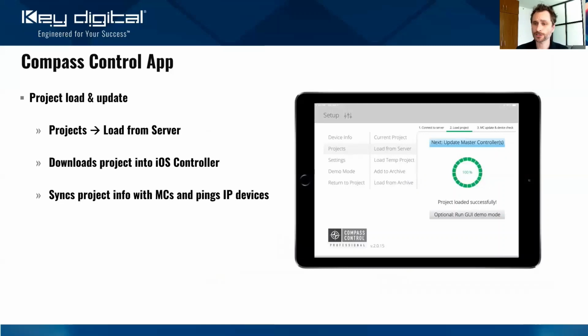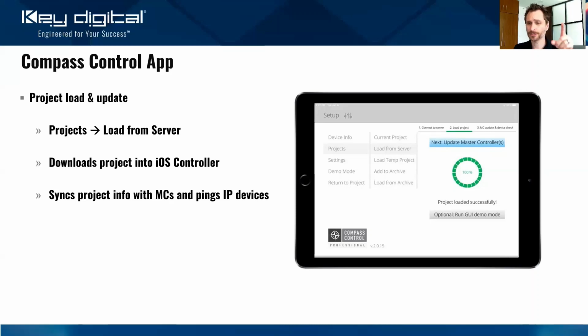So this is a larger look at the setup menu of the Compass Control app. You press projects, load from server, and then it's a step-by-step process, actually. The first step, very quick usually, is it connects to the server. Or if you're not online, or for some reason your firewall is blocking our server, which is just an Amazon web server we're using, then it'll fail, but typically it's very fast to connect to the server.